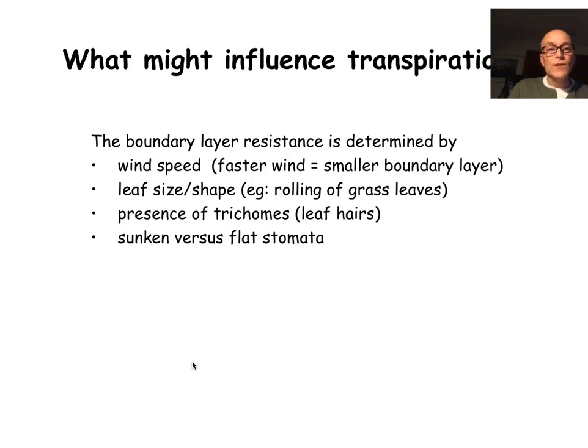All right, so let's sum this up a little bit. The boundary layer resistance is determined by the wind speed. Faster wind means smaller boundary layer. The leaf size and shape. Some of the leaves that you might have seen start to roll up in the winter when it gets cold. Rhododendrons, for example, will do that. When it gets really cold, you look out and you see that they're rolled up. That helps them with increasing the boundary layer.